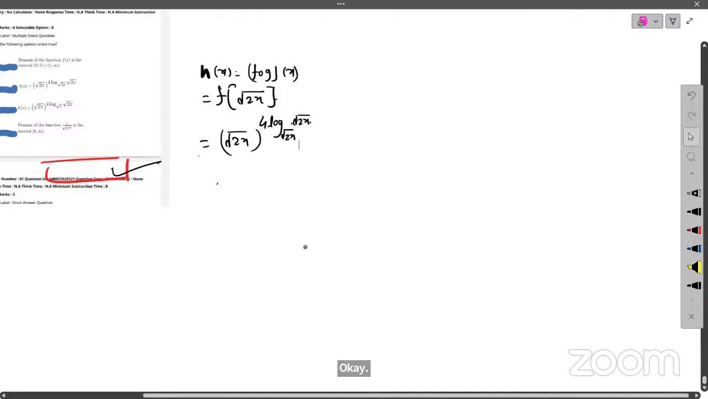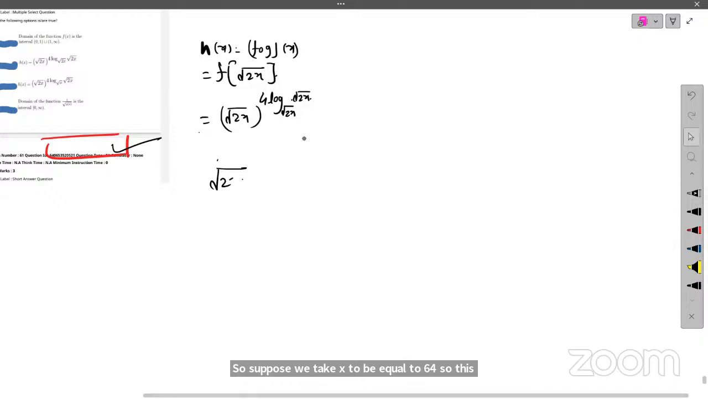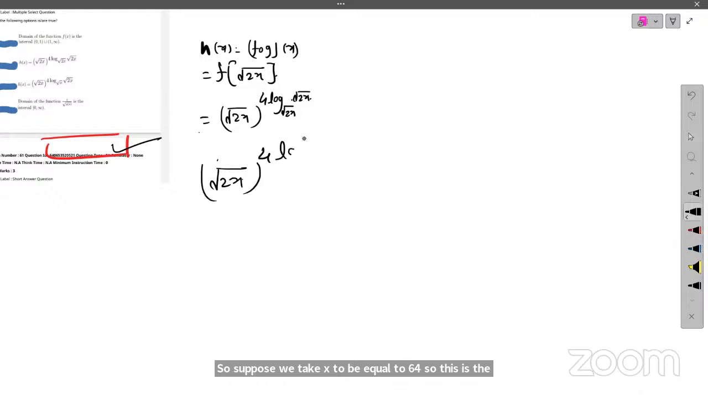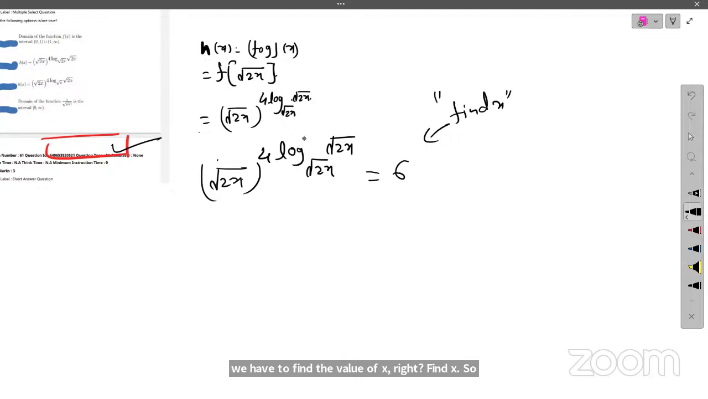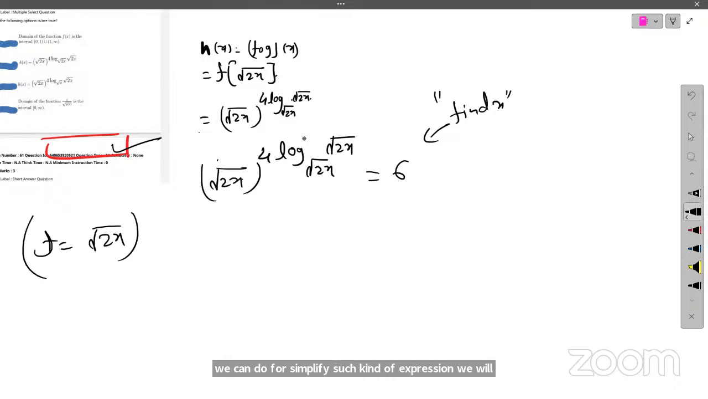So suppose we take h(x) to be equal to 64. So this is the expression for x: (√(2x))^(4 log_{√(2x)} √(2x)) is equal to 64. We have to find the value of x, right? Find x. To simplify such an expression, we'll just take t equal to √(2x). It is not 60, it is 64. Yeah, sorry, 64.